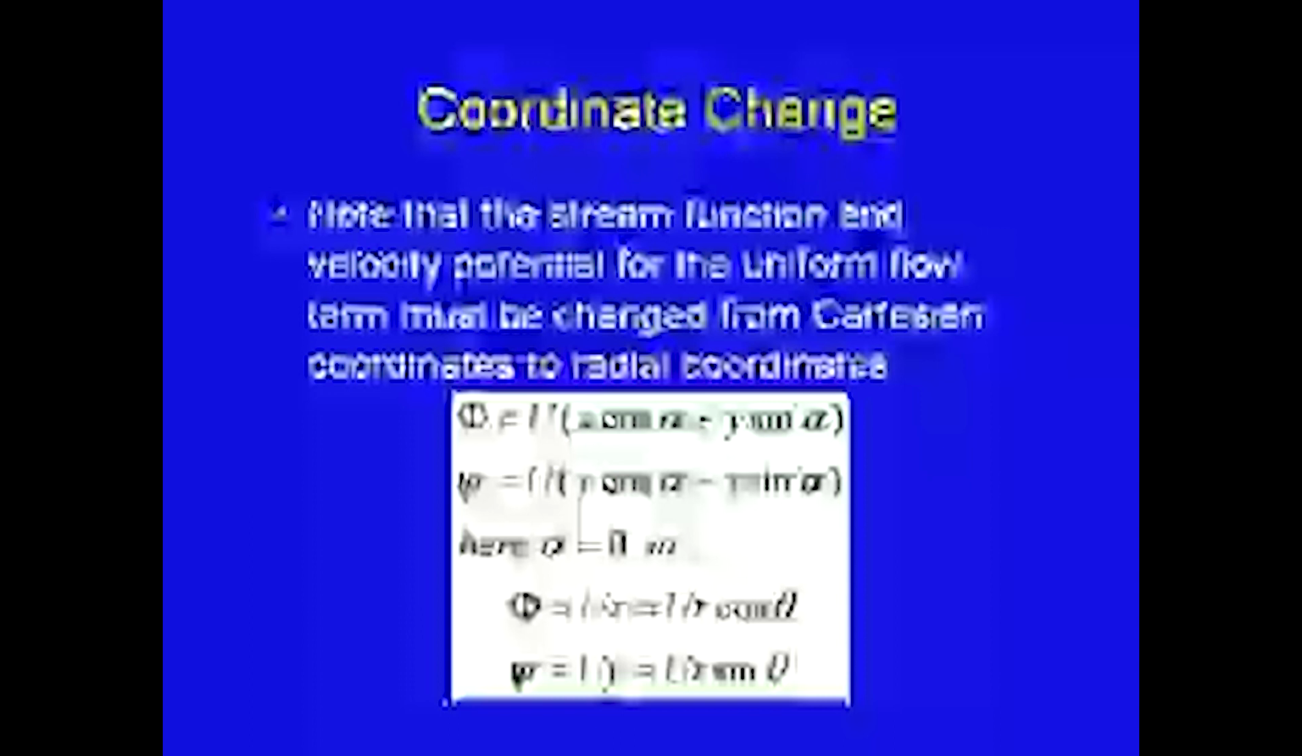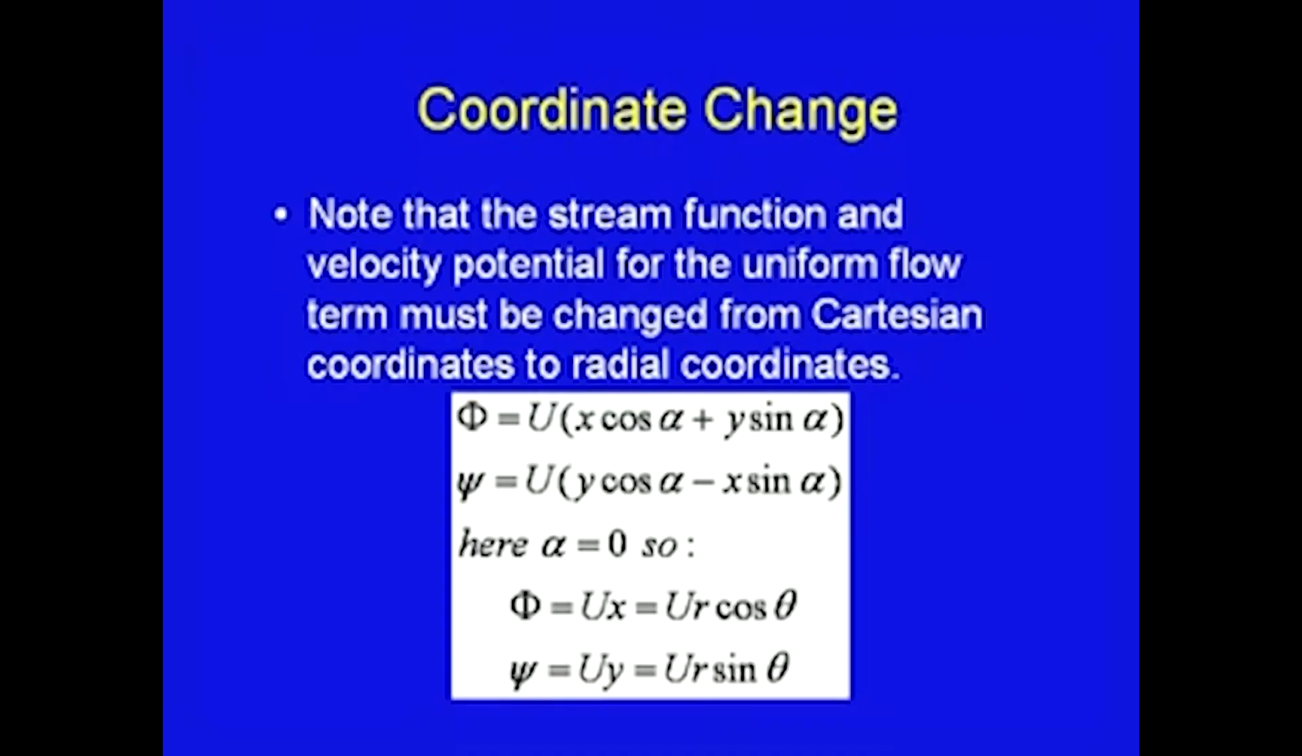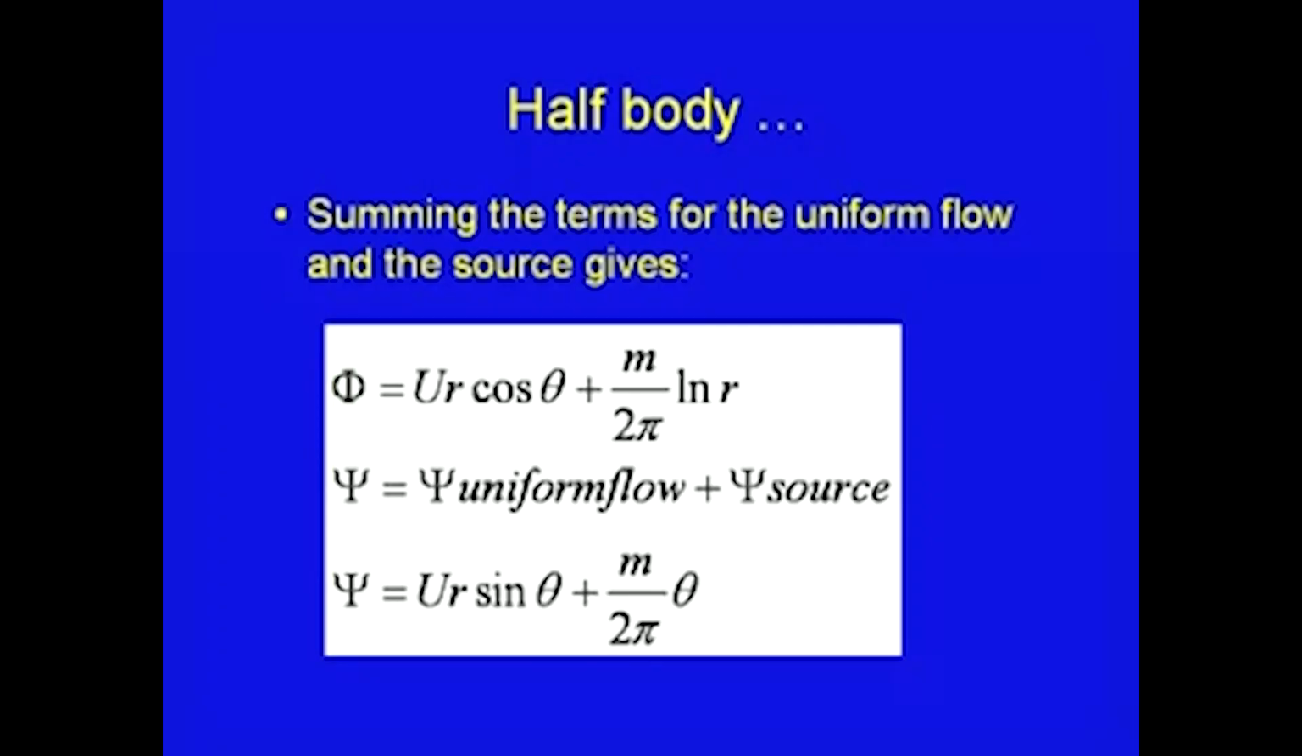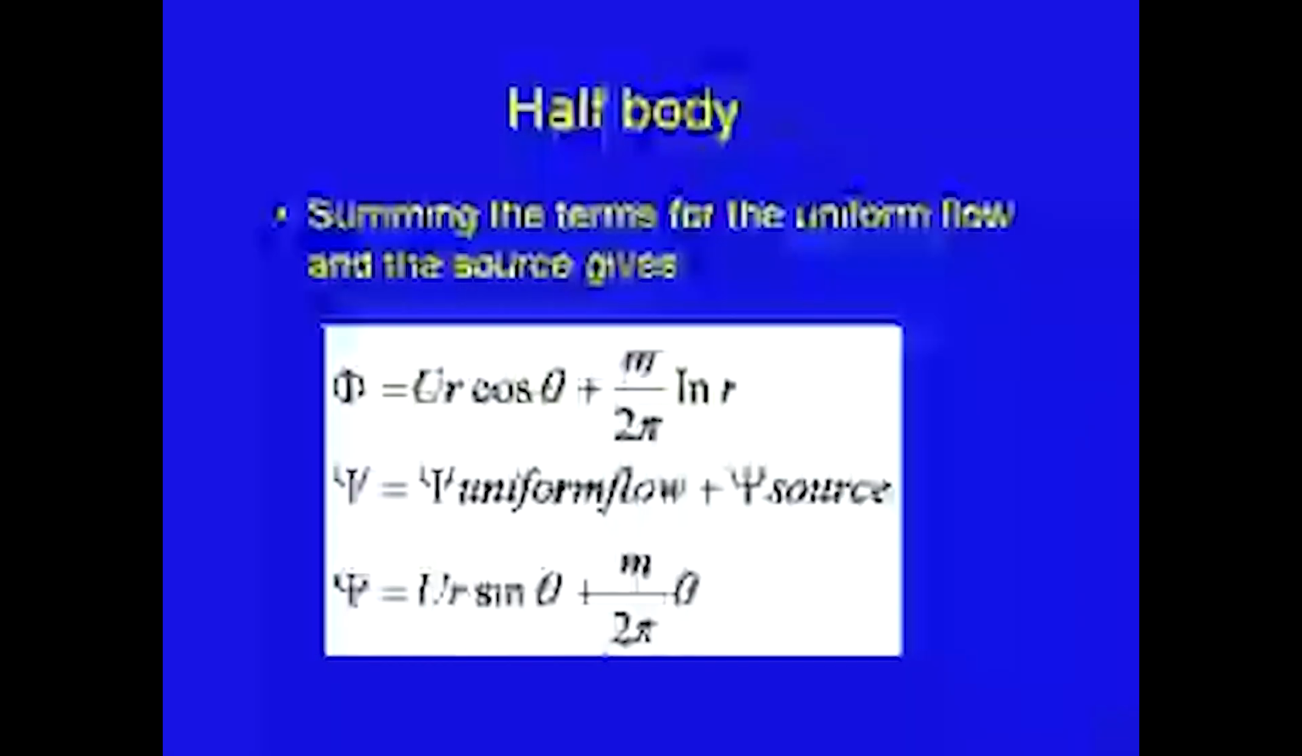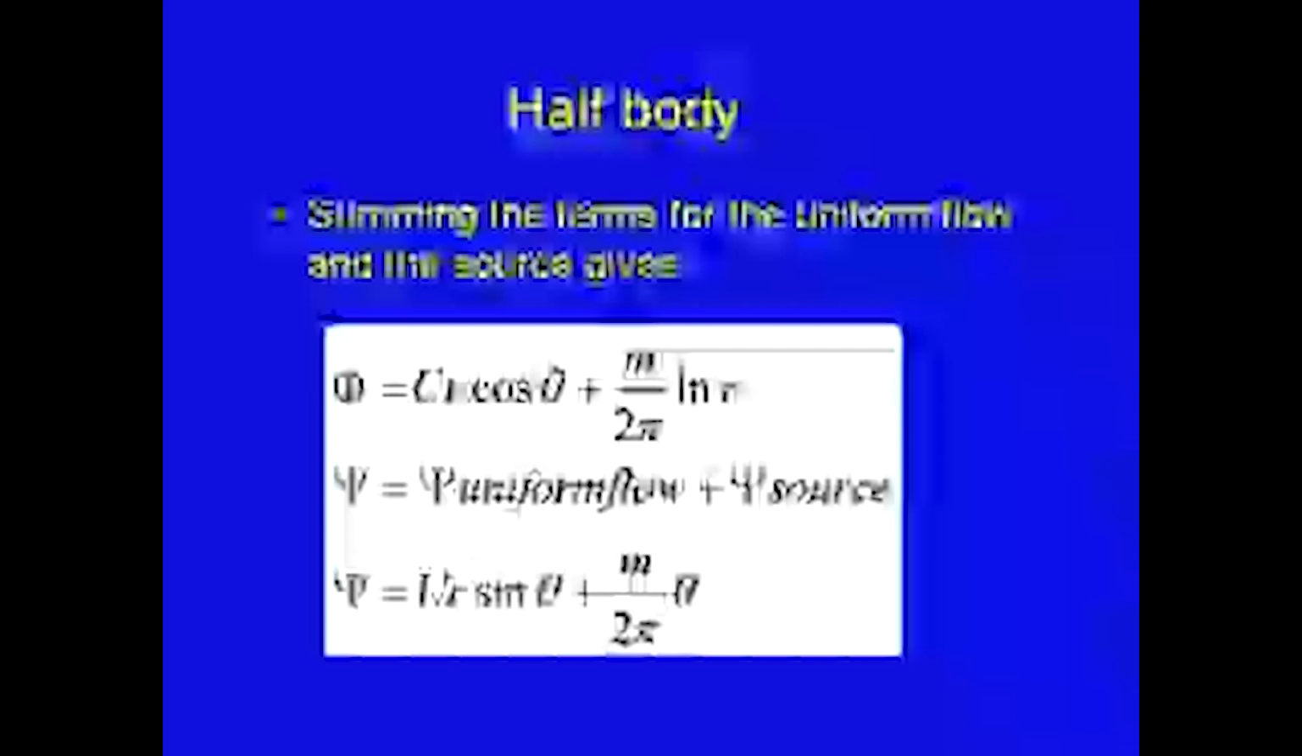First we do this coordinate change, and then for the half body we can get the velocity potential and stream function. The half body is obtained by superimposing a source in a uniform flow field, as described in this figure. Since the source is superimposed over a uniform flow, with respect to the superposition principle we can write the potential function phi is equal to ur cos theta plus m by 2 pi natural log r. Here ur cos theta is the term coming from the uniform flow, and m by 2 pi natural log r is coming from the source which we consider.